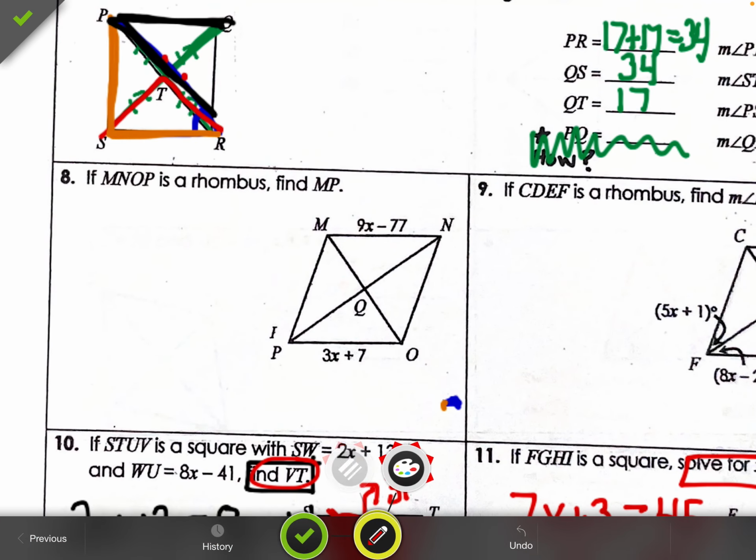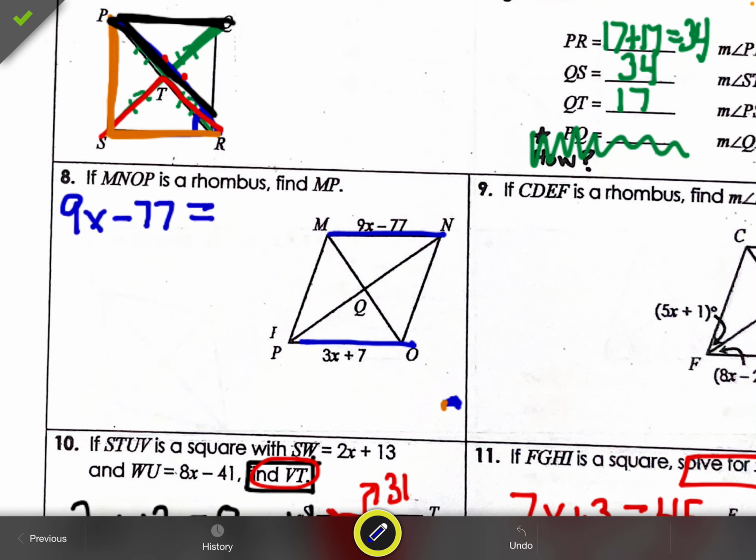All right, let's look at the rhombus questions. So again, you got to kind of think back, think about what we learned about rhombus. So they're giving me MN and PO. Well, what are those? Yeah, those are opposite sides. What do you guys know about opposite sides? They're congruent. So if they're congruent, you're just going to take 9x minus 77, and you're going to set it equal to the other side, because remember, congruent just means they have the same measure. Find your x. So again, you can type it into Desmos if you need to.